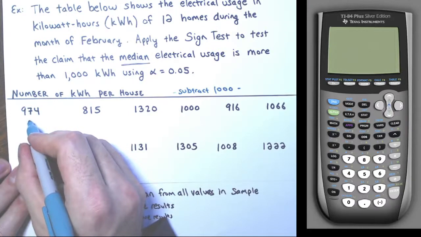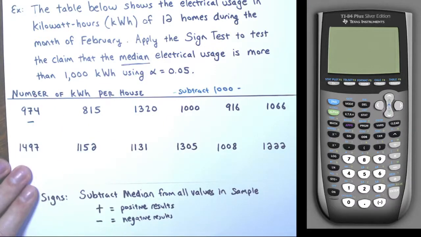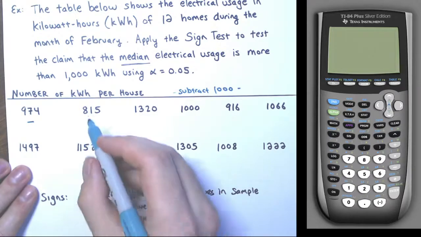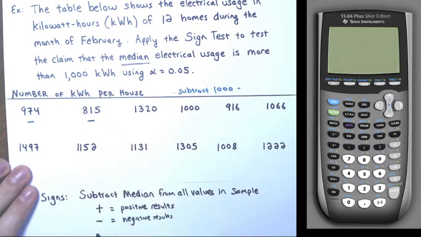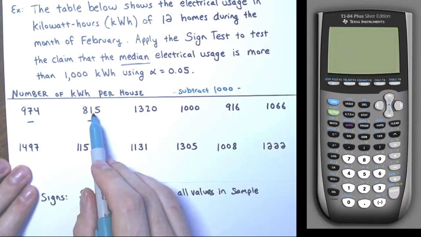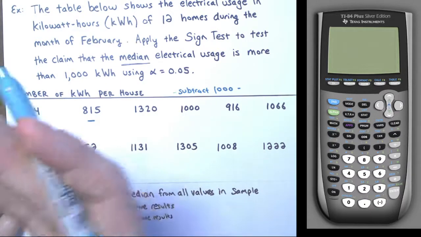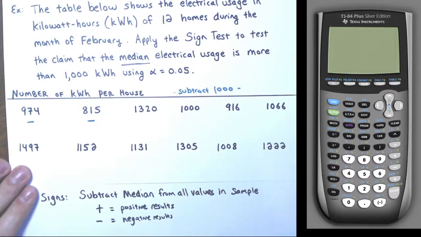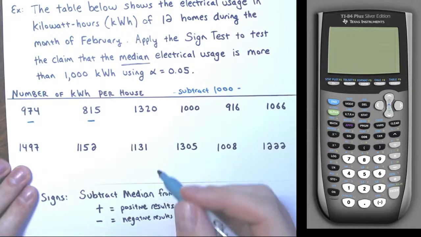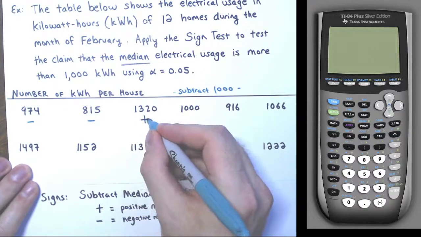This would be a negative result, right? 974 minus 1,000. This would also be a negative result, right? Because again, if the kilowatt usage is under 1,000, it's below. It's a negative result. And if it's over 1,000, it's above. It's a positive result. And if it's equal to 1,000, it's a 0. This is above, positive.